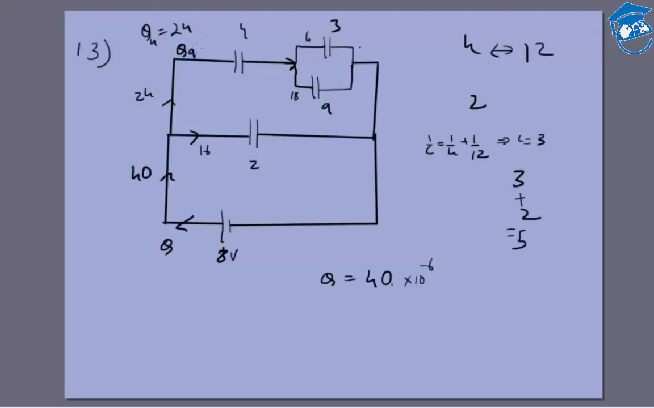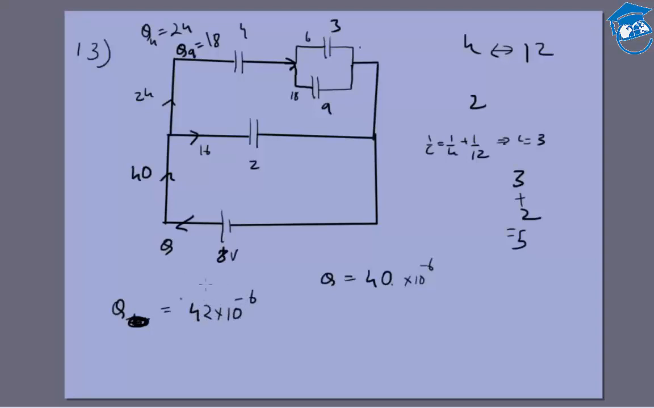So Q on the 9 microfarad capacitance is 18. Now they'll have reverse polarities, but the charge on the capacitor is defined as a positive value. So the sum of these two charges will be 24 plus 18, which is 42 microcoulombs, or 42 into 10 to the power minus 6.